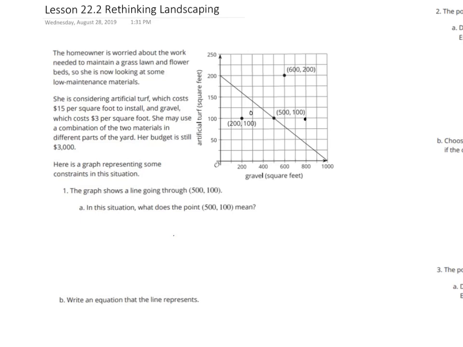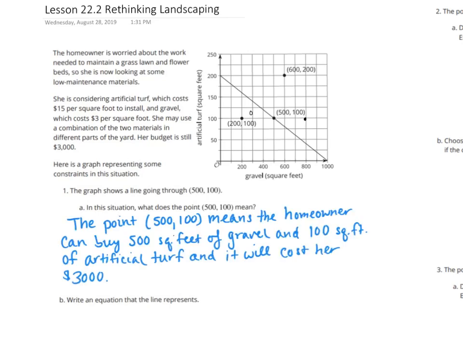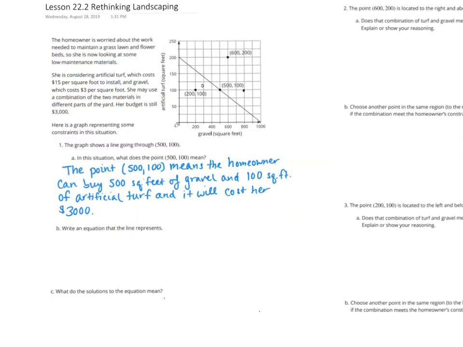Here is a graph representing some constraints in this situation. The graph shows a line going through 500, 100. In this situation, what does the point 500, 100 mean? All right, think about it and choose the best choice that you think will work. The point 500, 100 in this situation means the homeowner can buy 500 square feet of gravel and 100 square feet of artificial turf, and it will cost her $3,000.